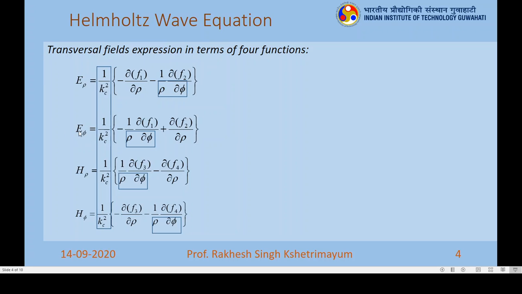And whenever I want to find E phi, I do partial derivative with respect to phi of F1 and I do partial derivative with respect to rho of F2. Similarly, I can also find H rho and H phi.